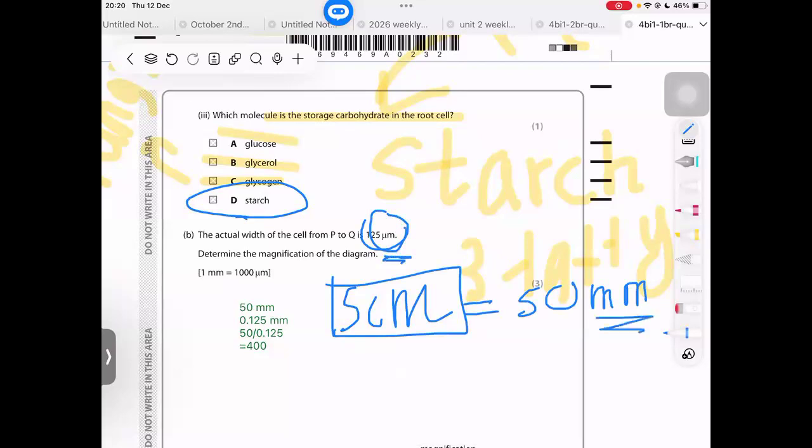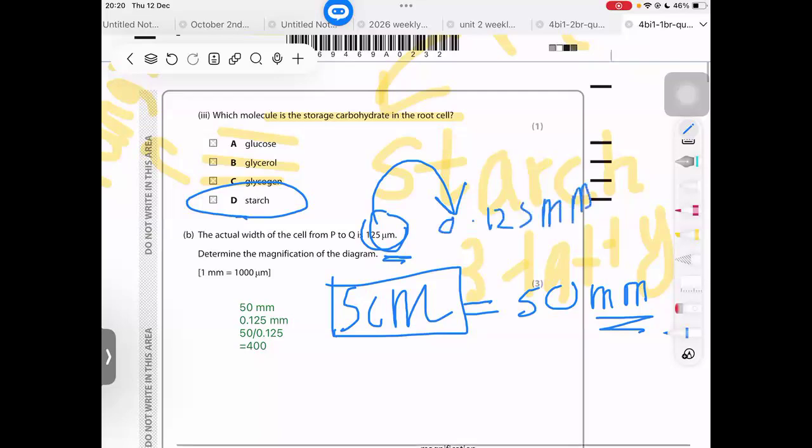Now, this is the actual width, 125 micrometers, but we can't compare them. Why can't we compare them? Because they are in different units. Now we have to convert 125 micrometers into millimeters. So 125 micrometers into millimeters, you can divide it by 1000. Right? 125 divided by 1000, you get 0.125 millimeters.